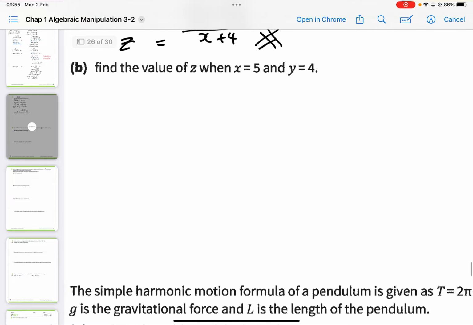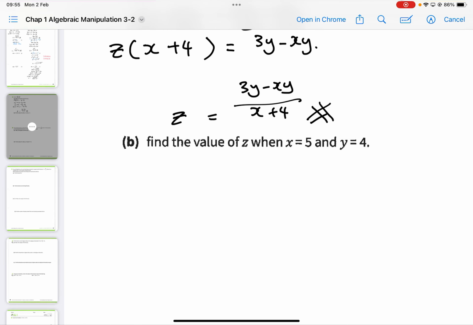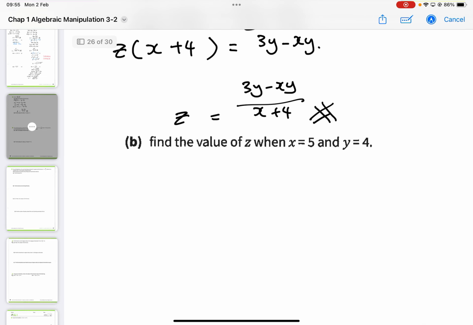Then find the value of Z when X equals 5 and Y. So once I have this one, the substitution becomes very easy. My Z is already by itself on the left. So whatever I'm not substituting, I just copy. 3 I'm not substituting, so I copy 3. Y I am substituting, so I replace it with a bracket. Then now they say Y is 4, so I put 4 inside the bracket. Minus is still minus. As long as I'm not substituting, I copy.